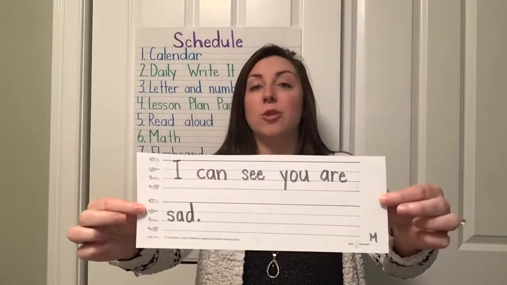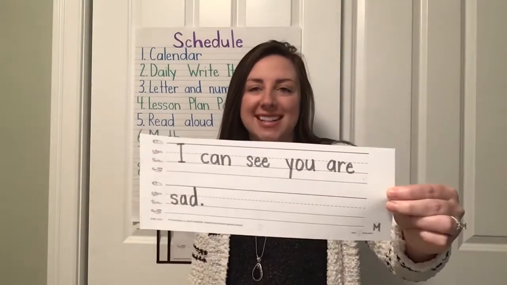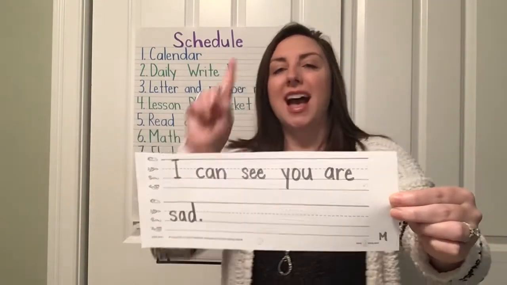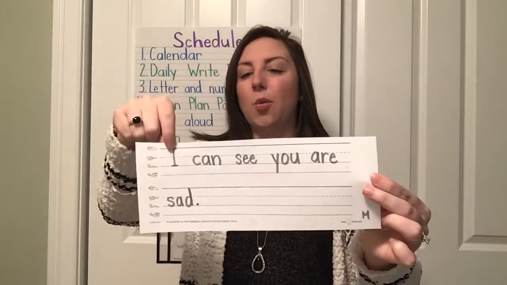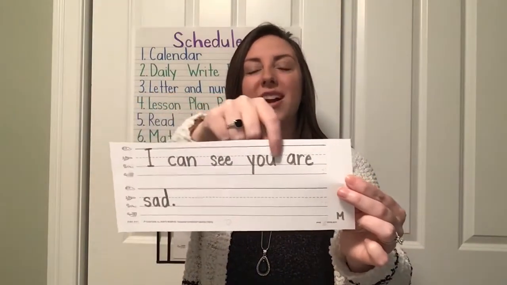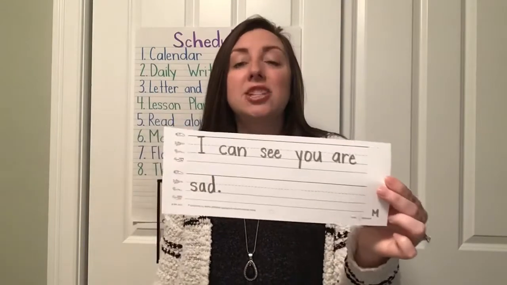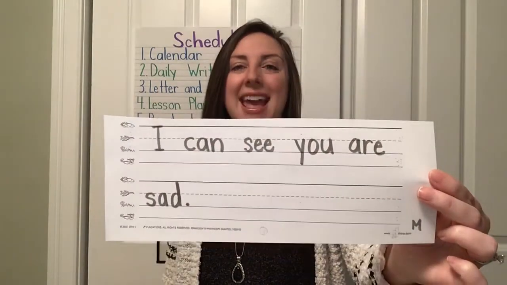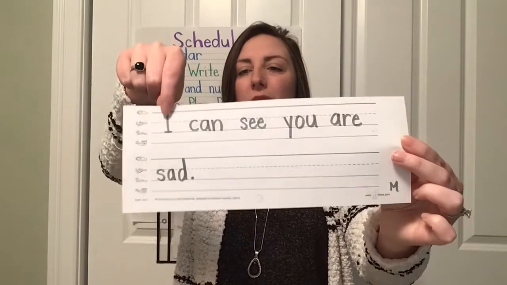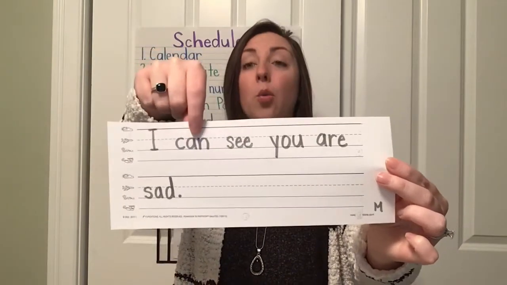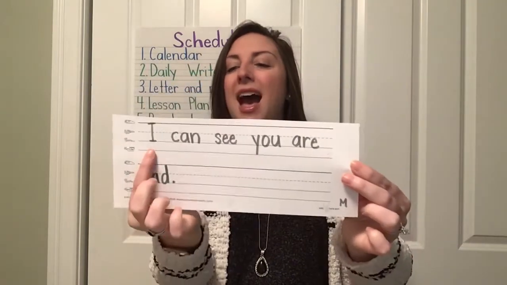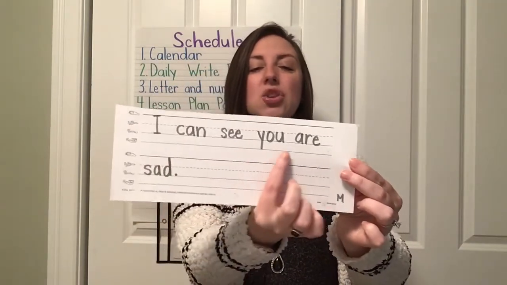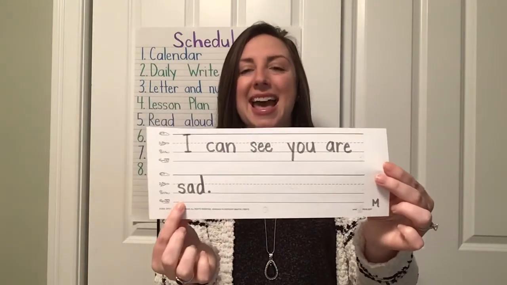There's quite a few trick words and words to stretch out in that sentence. So, let's count the words. I can see you are sad. There are 6 words. 1, 2, 3, 4, 5, 6. And each word is separated by a space. Word, space. Word, space. Word, space. I can see you are sad.